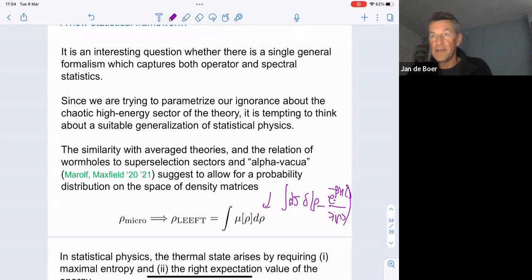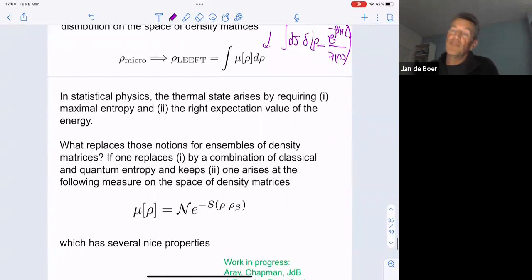So maybe what we should do if we want to mimic what Boltzmann did a century ago for statistical physics, to describe semi-classical gravity in the spirit of statistical physics, we should try to write down some measure on the space of density matrices rather than a single state. And then you can ask, what are the things that replace those two basic assumptions of statistical mechanics, namely that there is maximal entropy and that you have the right value of the energy?